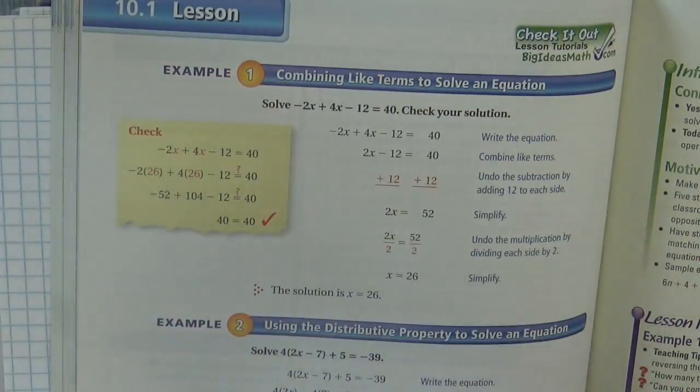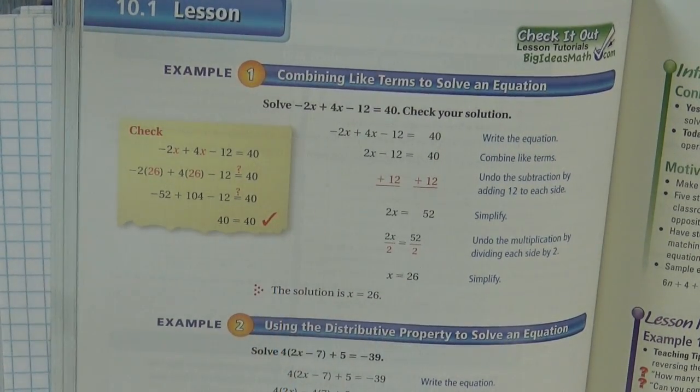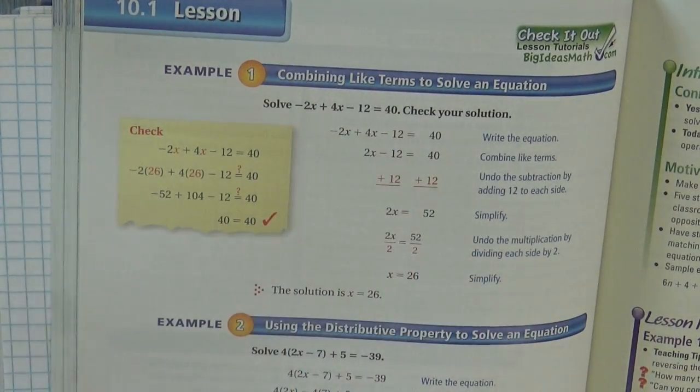So we're going to go through chapter 10, starting with section 10.1. There's not really any definitions for this chapter, it's just extending what you've already done earlier in the school year. We worked with solving one-step equations, we've done a little bit with two-step equations, and that's where we're going to pick up here, combining like terms to solve an equation.